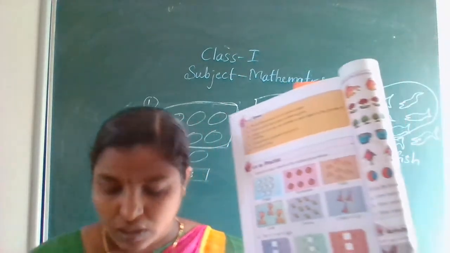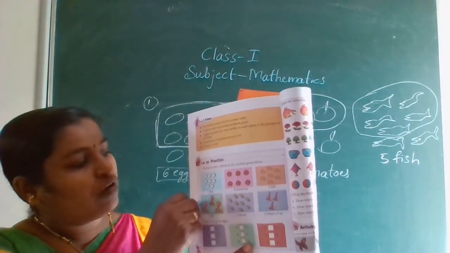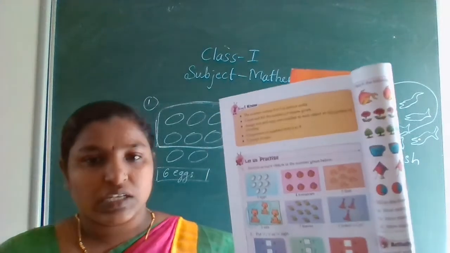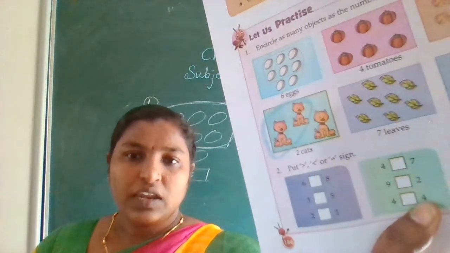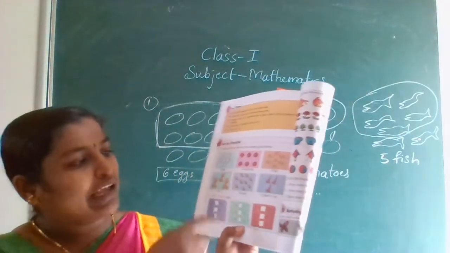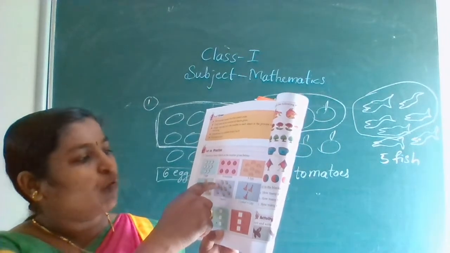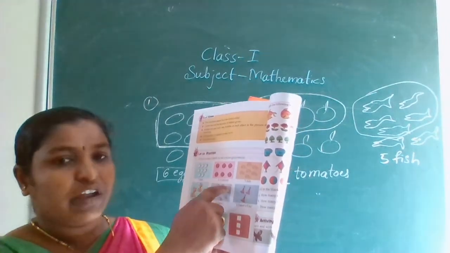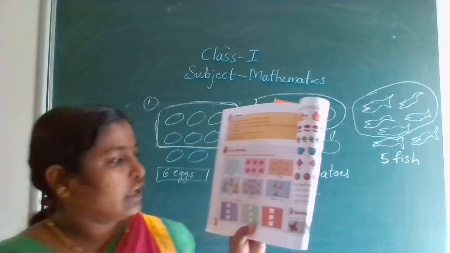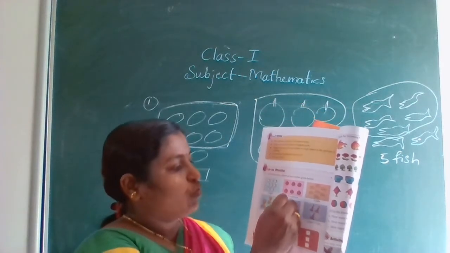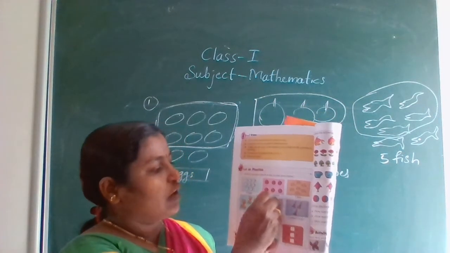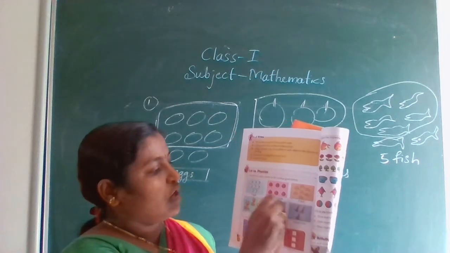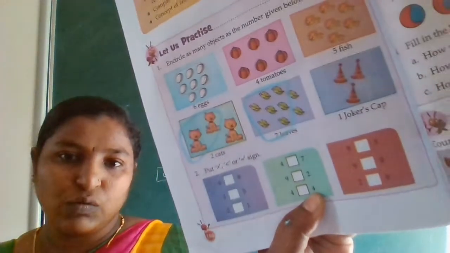Okay. Circle 2 cats. And then 7 leaves they have given, and here 1, 2, 3, 4, 5, 6, 7, 8, 9 leaves are there. Count 7. 1, 2, 3, 4, 5, 6, 7. So encircle 7 leaves.